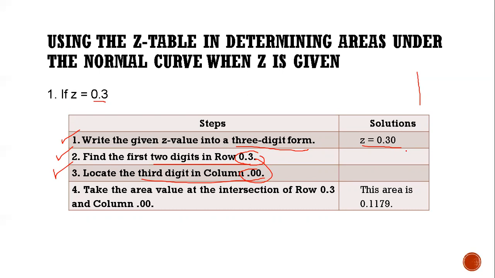So therefore, we're going to take the value of the intersection of row 0.3 and column 0.00. We have now the area of 0.1179. So, kukunin lang natin yung area under the normal curve. Saan ito nakuha? Using the Z table. Baka makalimutan niyo yung Z table. So, parang binalikan na natin yung lesson 1, para mas ma-familiarize natin lalo or ma-master natin kung ano bang mga area or region ng kada part ng normal curve natin.